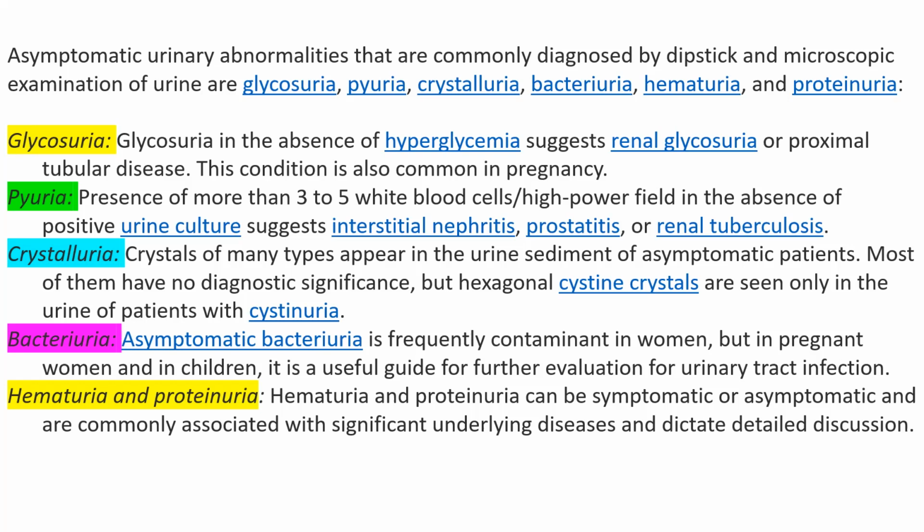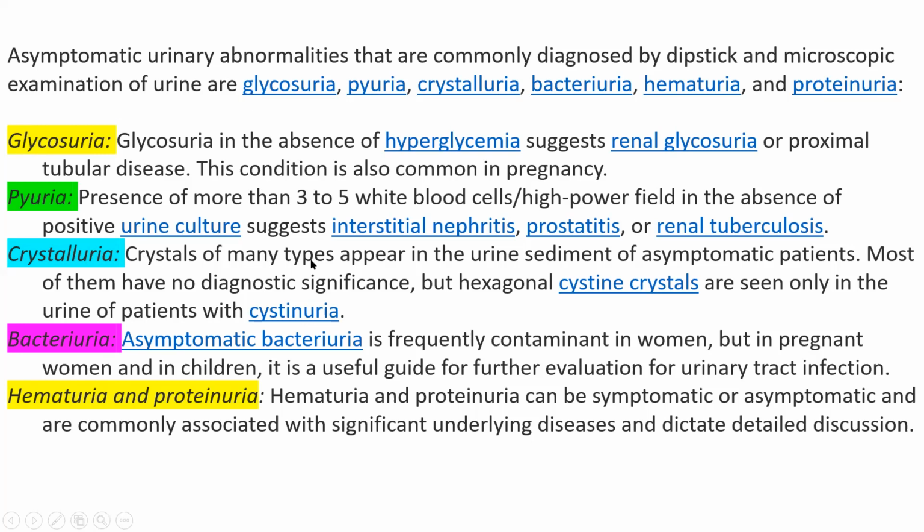Okay, Sheetal, what is proteinuria? Ma'am, high level of protein in urine. Okay, good. These are glycosuria, pyuria, crystalluria, bacteriuria, hematuria, and proteinuria. These are asymptomatic urinary abnormalities that are commonly diagnosed with the help of dipstick as well as microscopic examination of our urine. So when our urine is examined, all these asymptomatic urinary abnormalities are seen. If you want to read, I have just given it, but I already explained the meaning.